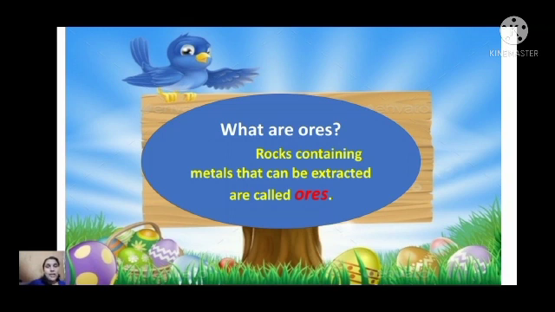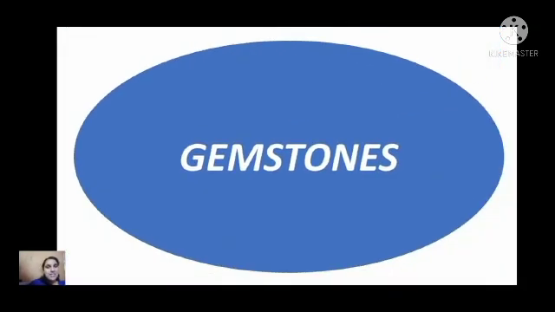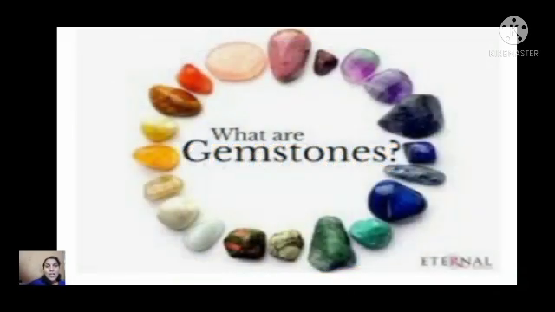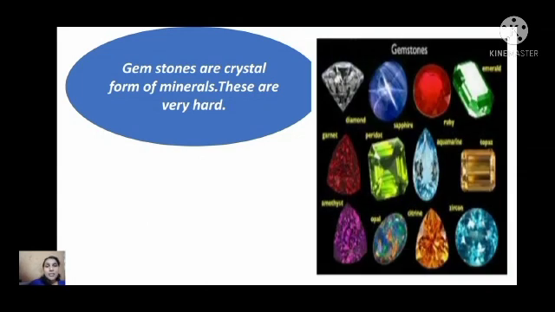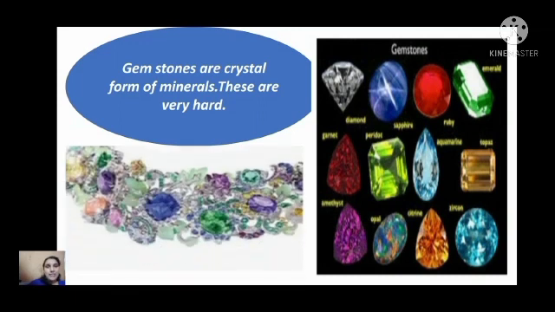Clear? Okay. And the third benefit we get from rocks, gemstones. By hearing the word gemstone, you think about gems in your mind, the sweets in different colors. Gemstones also we get from the rocks. What are gemstones? Gemstones are the crystal form of minerals, and they are very hard. We can cut them into different shapes, polish them and use them to make different jewelry. Different colors also we get.